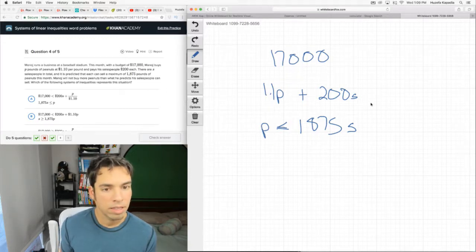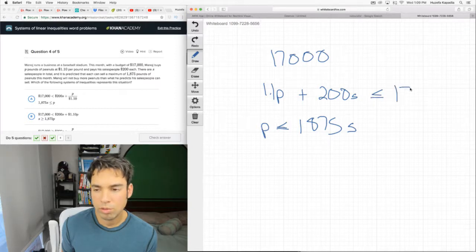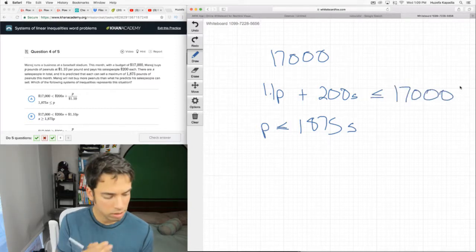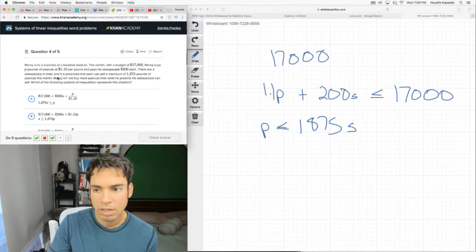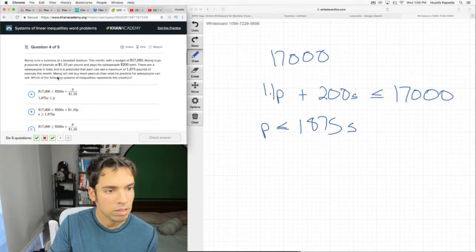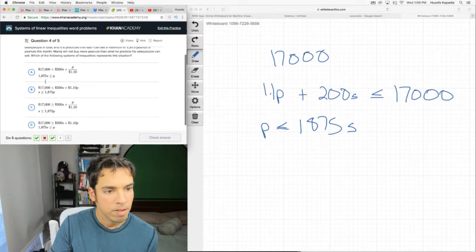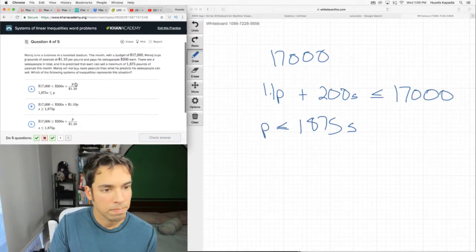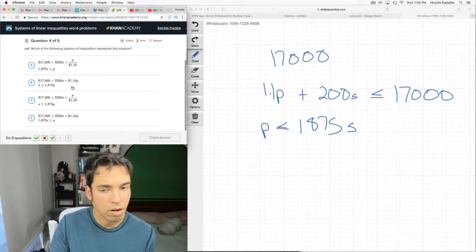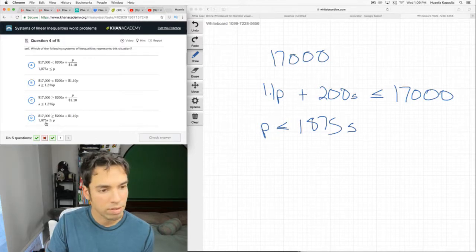All right. And then this and this, with a budget of 17, has to be less than or equal to 17,000. You see I'm slowly constructing this, and these are not easy problems. So let's now start going through some of these and see if any of these make sense. Notice he will not buy more peanuts than what he predicts the salespeople can sell. So let's take a look. I'm going to start by eliminating the second equation first. We want P less than or equal to 1875S. So this is good.